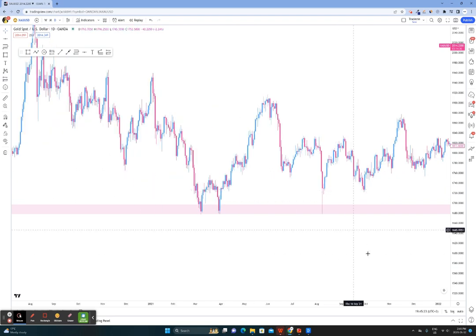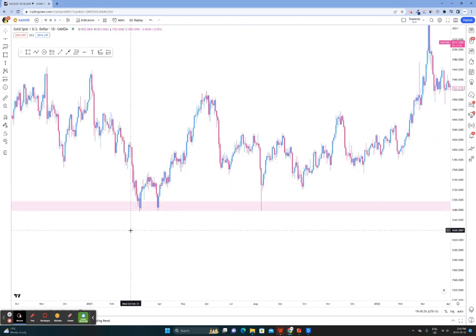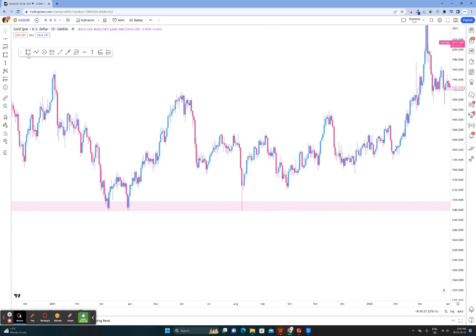Very easy, right? And the reason I used this level is because it's a very obvious level. Price came down 3 times and showed a really strong reaction here. So that's a very obvious key level to me.